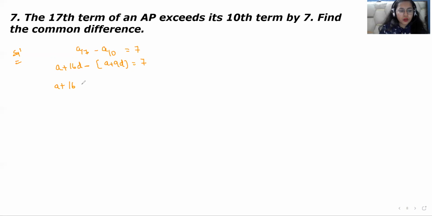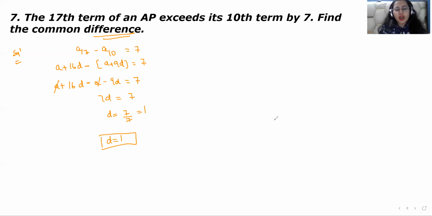So we are going to solve this bracket and multiply the subtraction. Minus A minus 9D equals 7. We have to find the value of the common difference, that means D. We are going to eliminate A with A. 16 minus 9 is 7D equals 7. And D is 7 by 7, that is 1. So the common difference is 1. I hope you understand each and every question of AP that I have explained today.